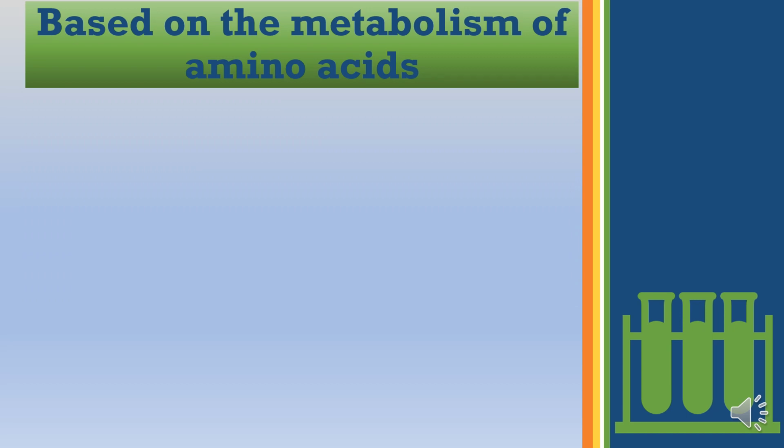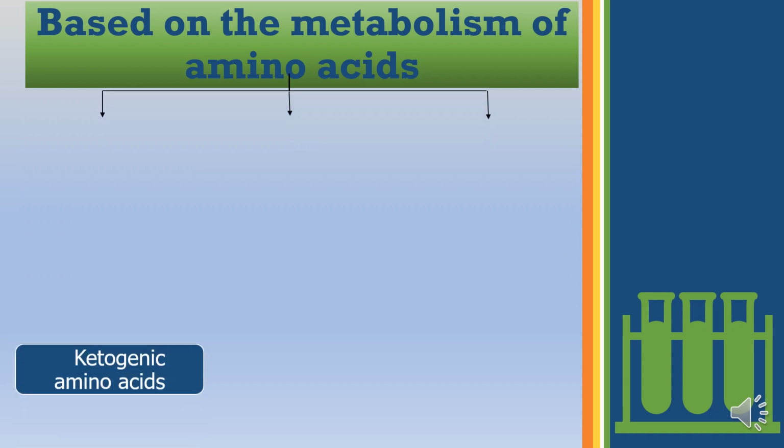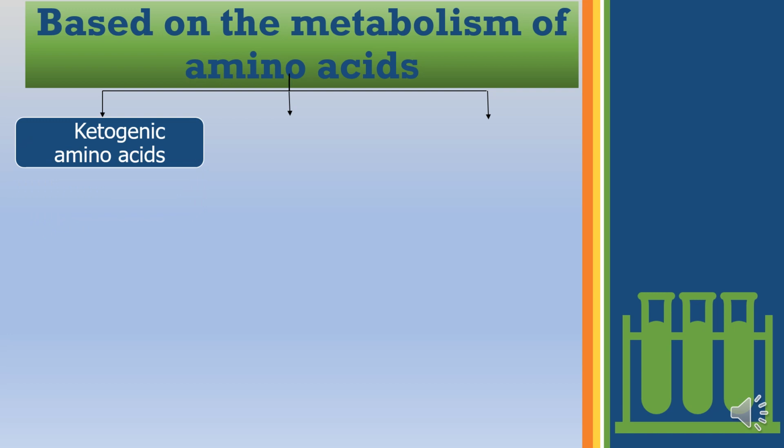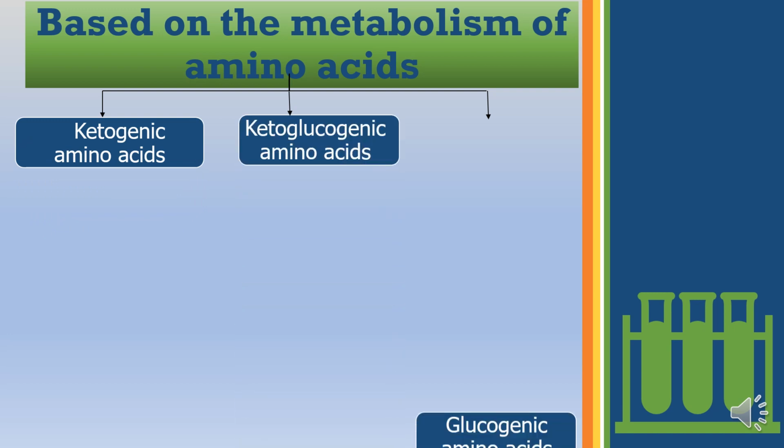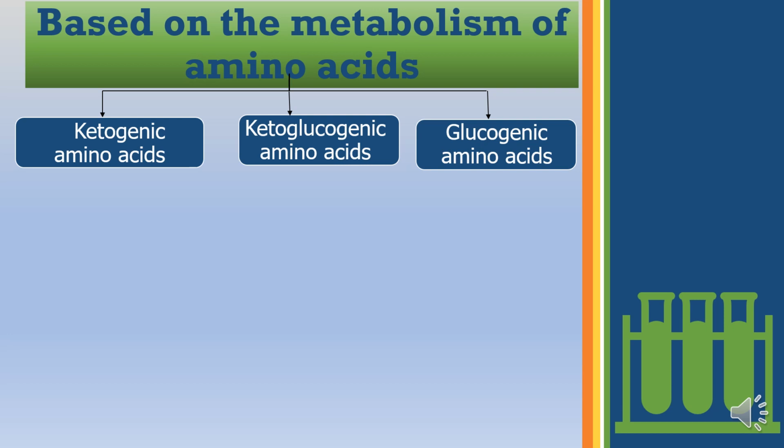Based on metabolism, amino acids are classified into ketogenic, ketoglucogenic, and glucogenic amino acids. Ketogenic amino acids are those that form ketone bodies: leucine and lysine. Fat can be synthesized from these types of amino acids, which are involved in the synthesis of lipids. Among these, leucine is exclusively ketogenic.